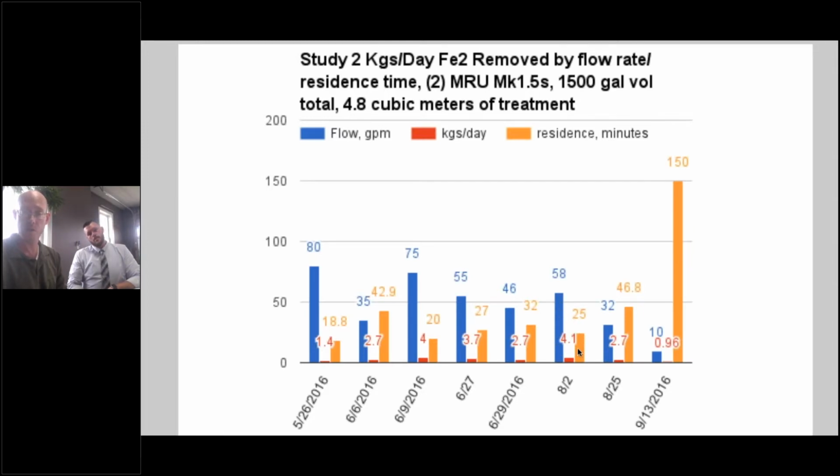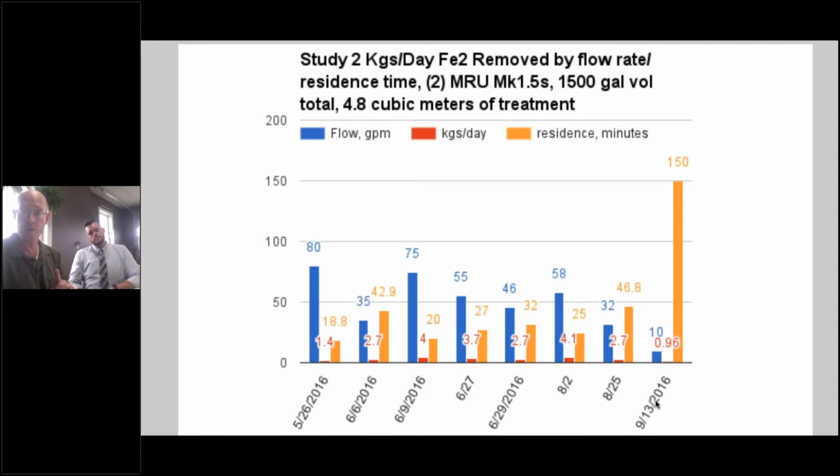25 minutes of residence time total, but you're still pulling 4.1 kilograms of iron in what is the equivalent of about 100 square feet. That's 100 square feet versus, in some other cases, acres of standard constructed wetland that needs to be built in order to achieve those same results.